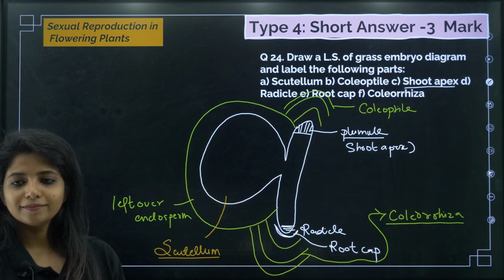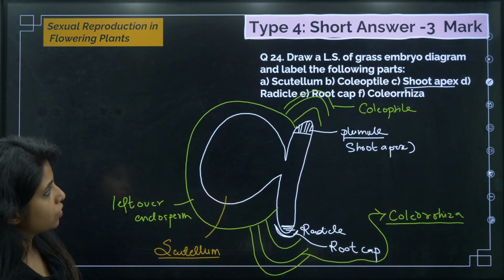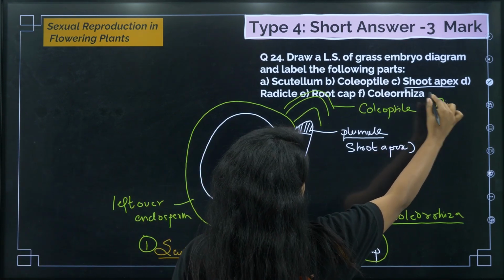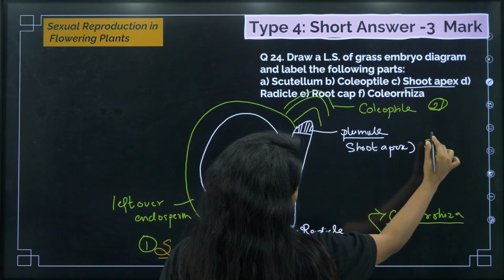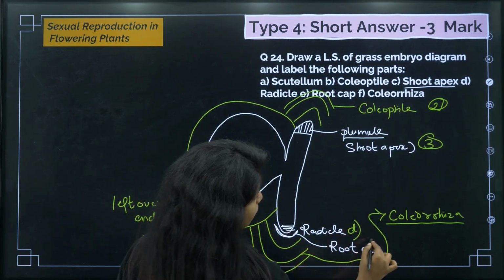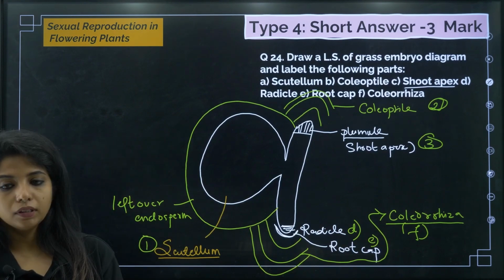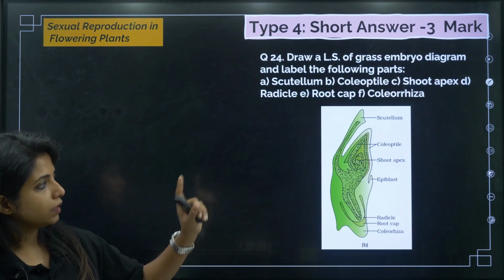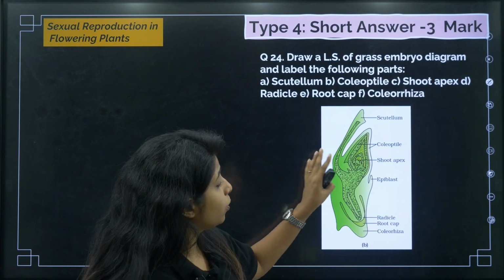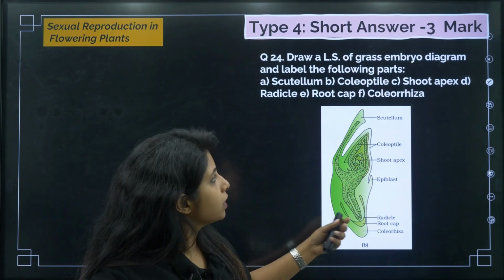Okay. So scutellum is mentioned. That is the first thing. B, what you have to mention? Coleoptile. C, what you have to mention? The shoot apex. D, what you have to mention? The radicle. E, what you have to mention? The root cap. And F, coleorhiza. And this is the picture that they have given. You can explain it their way also. If you want to copy the exact thing, you can do that also. But according to me, that does not make any sense.